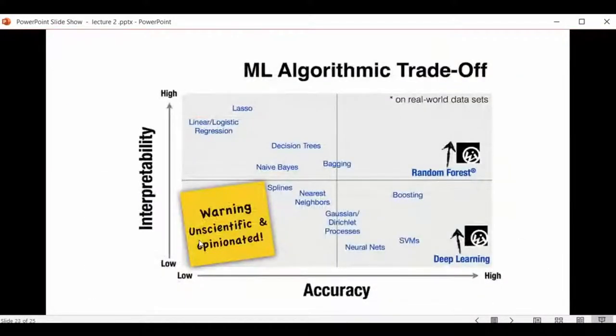So we've looked over a good number of algorithms there. But what are the key takeaways when you compare the different types? One of the key trade-offs is interpretability versus accuracy. So the more accurate a model gets, for example, with deep learning or random forests, you can't really tell what it's doing inside the box.